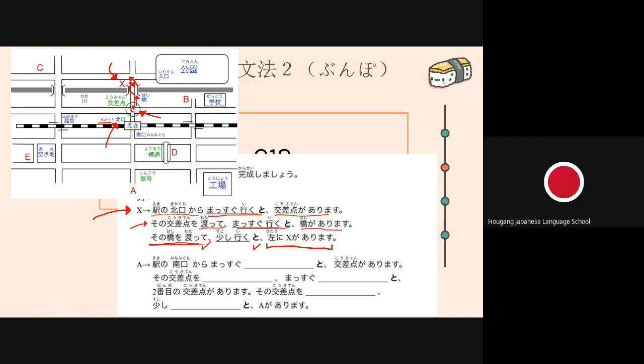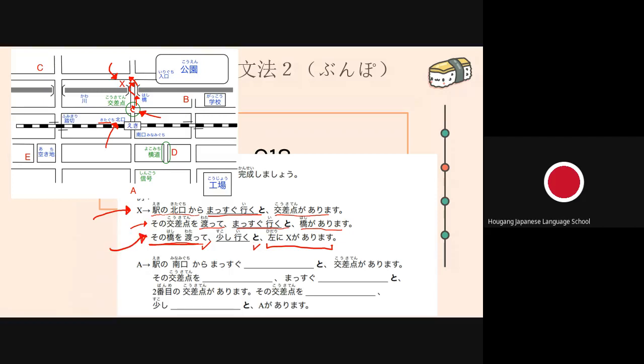Okay? Sensei? Yeah. Can I just ask for the te and to, right? Does the whole sentence before to comes before? The whole sentence before to comes first, is it? Is that what you're asking? Yeah. Okay, it's actually in sequence, right? Yes, it's in sequence.